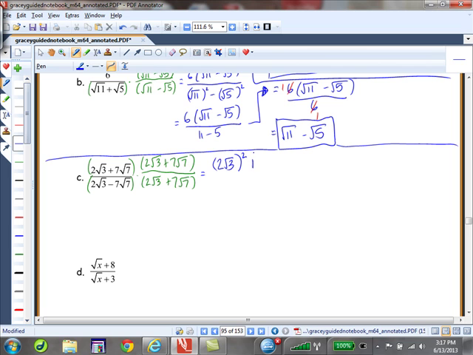Actually, I'm going to write one more step. So this is 2 root 3 plus 7 root 7, the quantity squared. I just want you to get used to using that formula. And then over here we'll have 2 root 3 squared minus 7 root 7 squared.